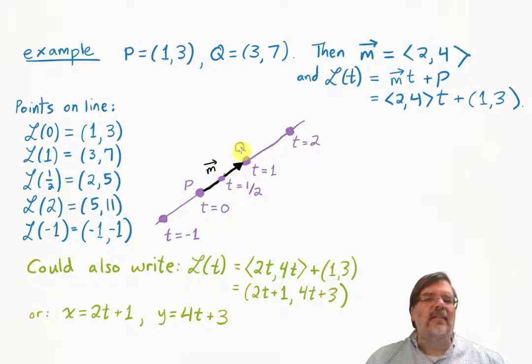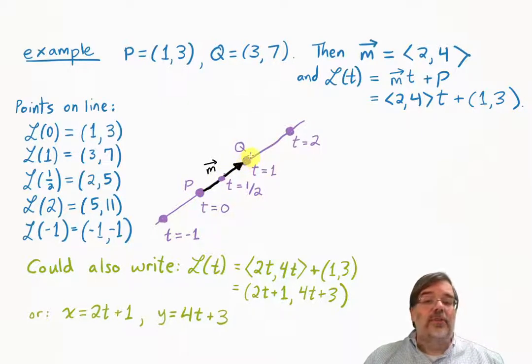You can kind of think of t as time. At time t equals 0, you start at P. At time t equals 1, now imagine yourself moving along this line. When t equals 1, you're at Q. And times in between those, well, you'll be in between those 2 points.